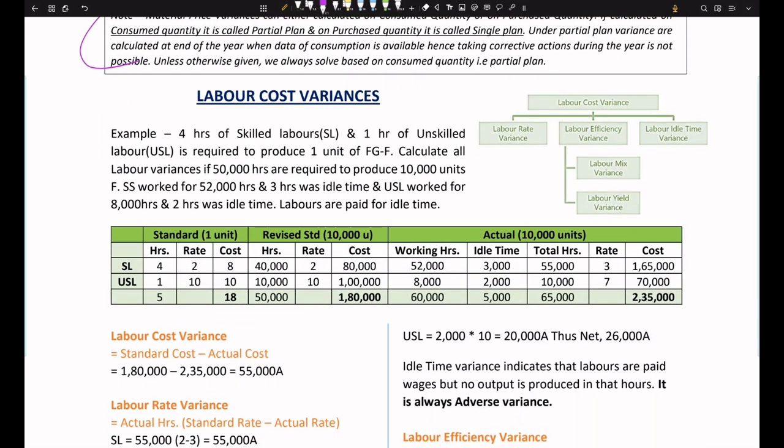Next is the labor cost variances. Here are also 6 types of variances: labor cost variance, labor rate variance, labor efficiency, labor idle time variance, labor mix variance, and labor yield variance.